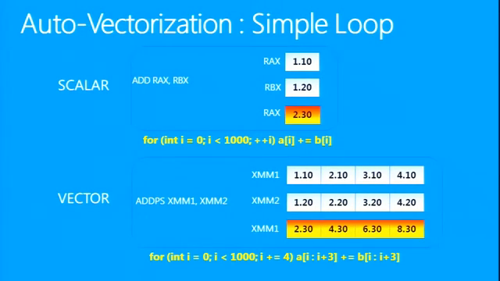Then we issue an instruction which performs 4 additions in parallel. So that gives you the answers 2.3, 4.3, 6.3 and 8.3, which is stored back into the original vector register xmm1, and that is what is used to update the values of A0, A1, A2 and A3. That operation is then performed on all the remaining iterations within that loop.